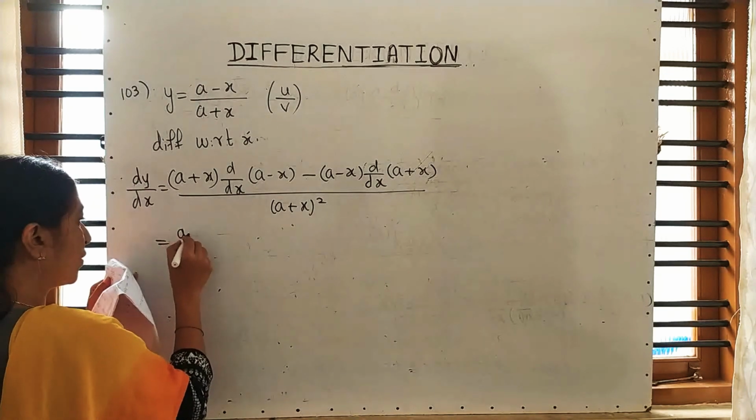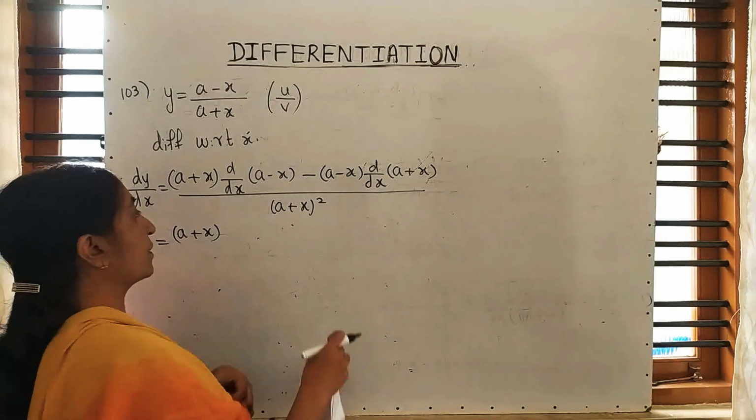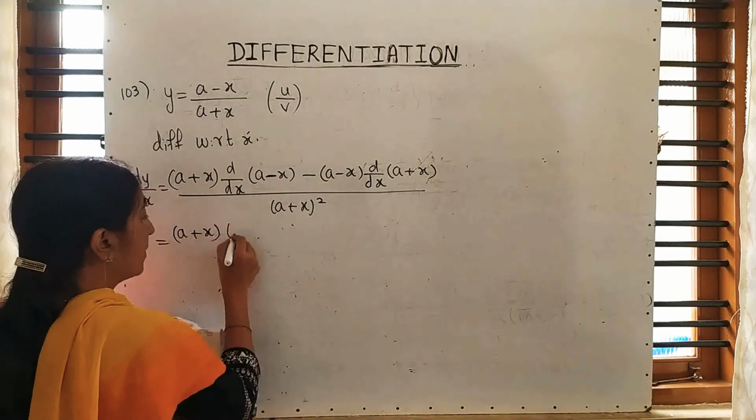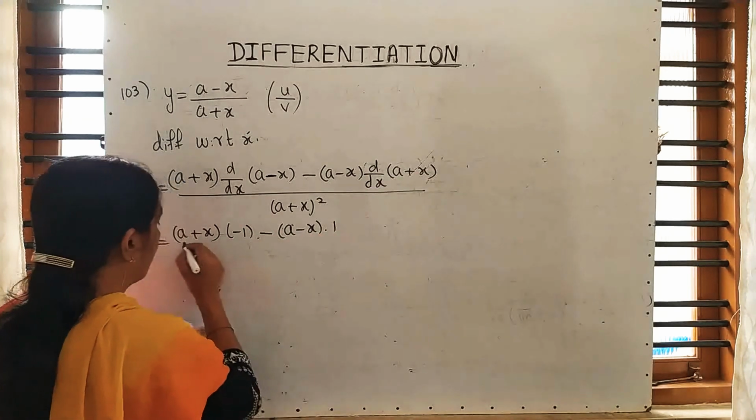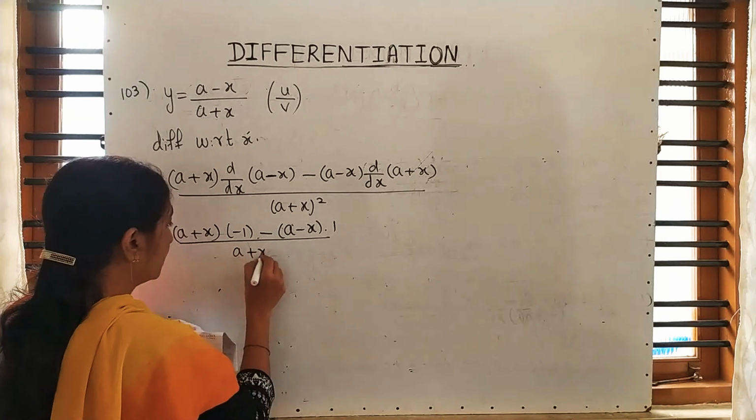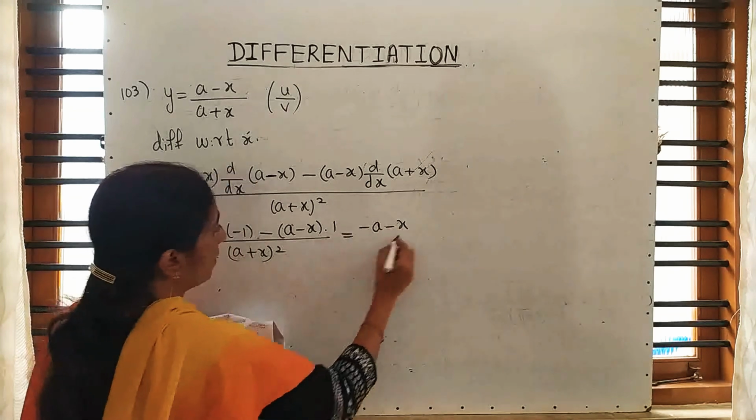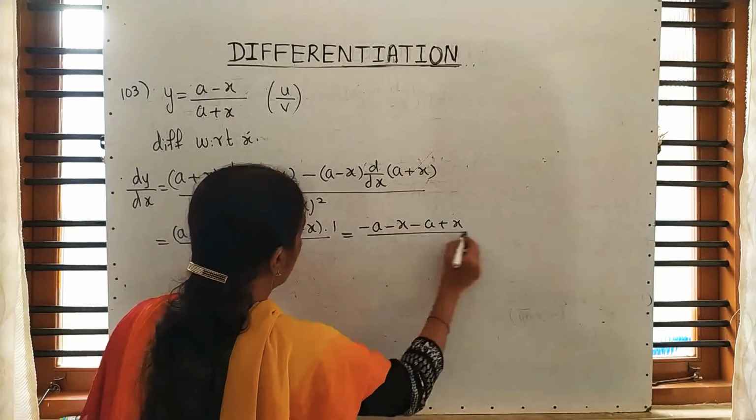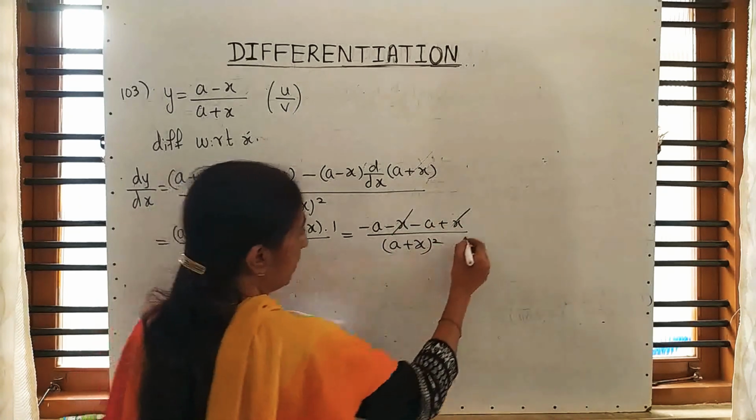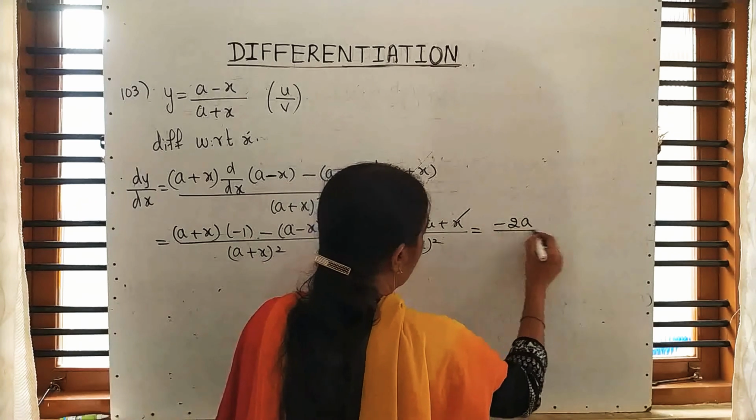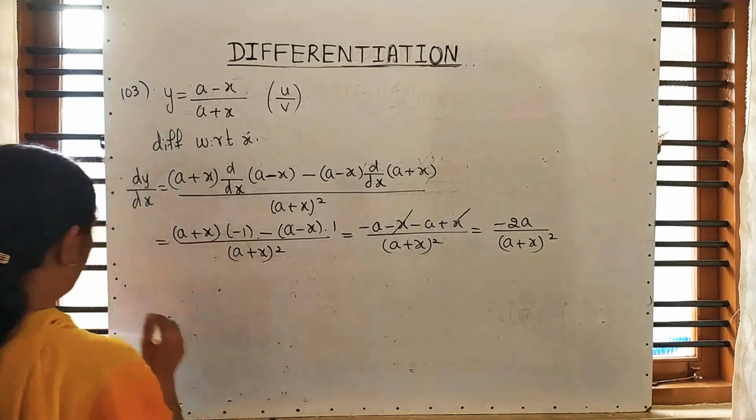See, this is before differentiation, keep as it is. Differentiation of a is 0, constant. Differentiation of minus x will be minus 1. Minus a minus x, and differentiation of x will be 1. Remove the bracket. Minus a minus x minus a plus x divided by a plus x whole square. Minus x plus x get cancelled. Minus 2a upon a plus x whole square.